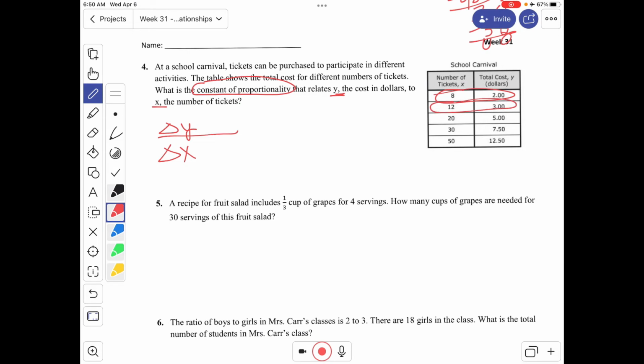I'm just going to pick the two small ones because then I have smaller numbers to subtract. So out of the ones I picked, the y's are on the right side, so that's 3 minus 2. The x that goes with 3 is 12, and the x that goes with 2 is 8. Remember, they have to match up together. 3 minus 2 is 1. 12 minus 8 is 4. And 1/4 is the same as decimal .25. So each ticket costs 25 cents.